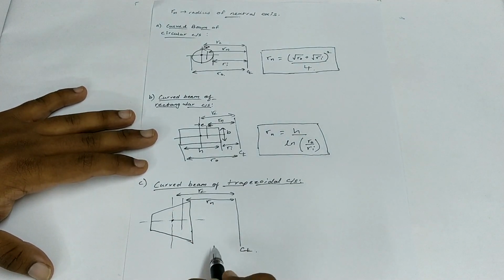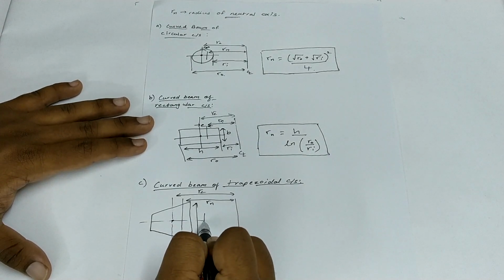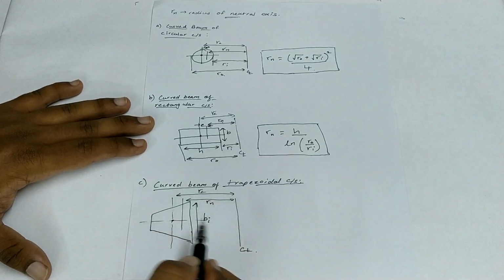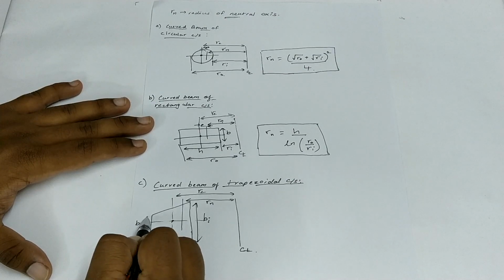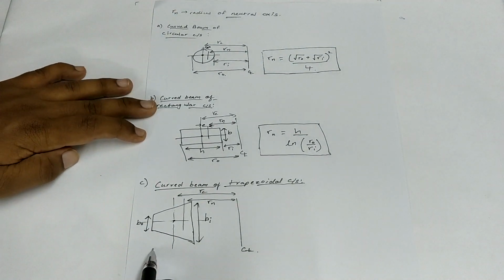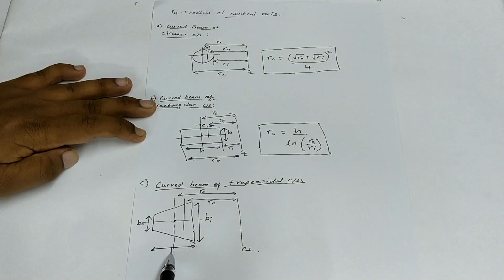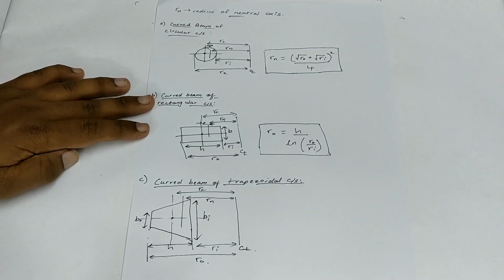Since this is a trapezium, we need to now label the opposite parallel sides of the trapezium. The bottom side of the trapezium is the inner fiber of the curved beam, so it's represented by Bi, and the top side of the trapezium is on the outer fiber, so it's represented by Bo. Next we represent the height of the trapezium by H, and again like the previous ones we show the distance of the internal fiber and the outer fiber from the center line by Ri and Ro respectively.